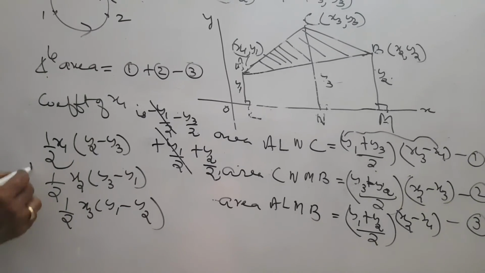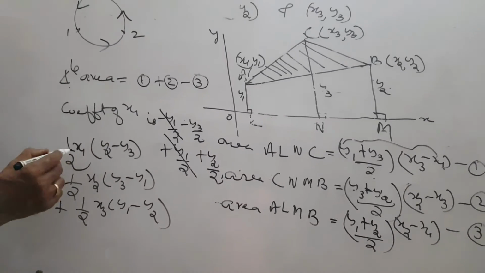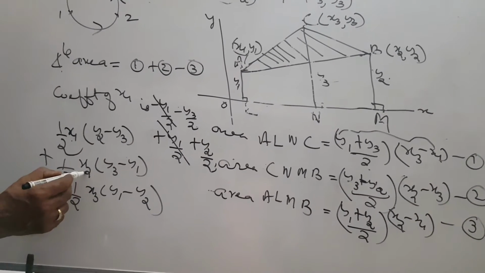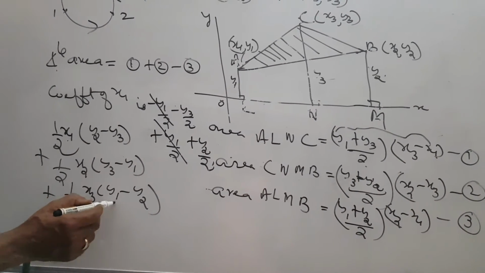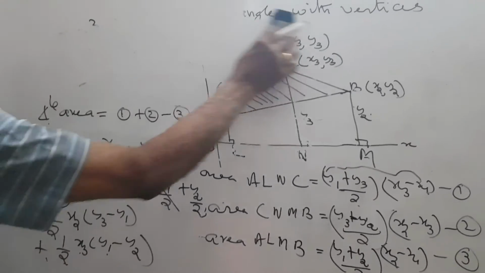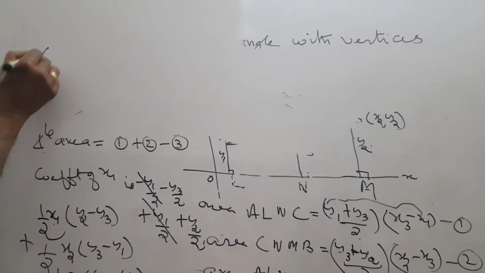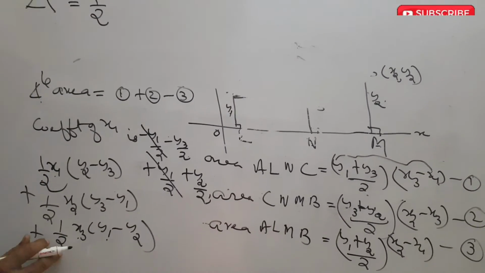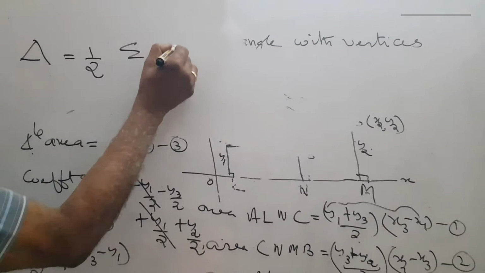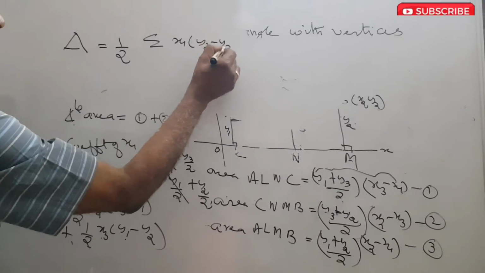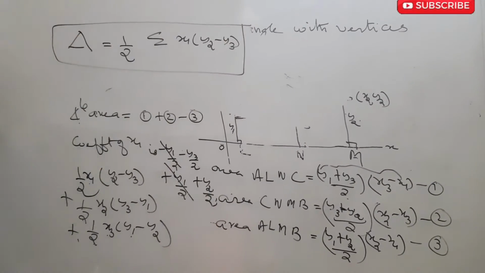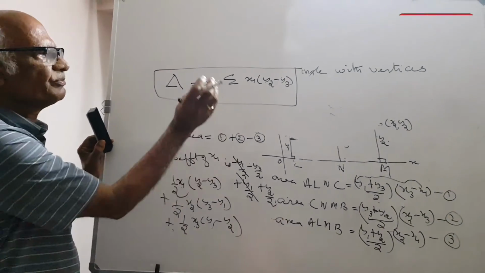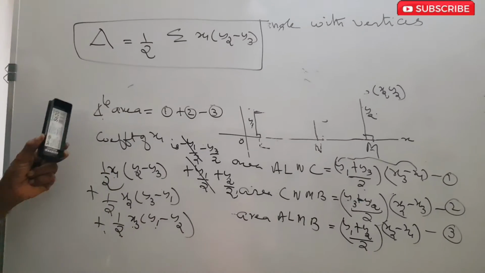So we see the area of this triangle is half x1 into y2 minus y3, plus half x2 into y3 minus y1, plus half x3 into y1 minus y2. So the net effect: area is half, you can take half common outside, then sigma x1 into y2 minus y3. That is the formula for area using the coordinates. So we have to substitute the values here, simplify, and the answer comes.